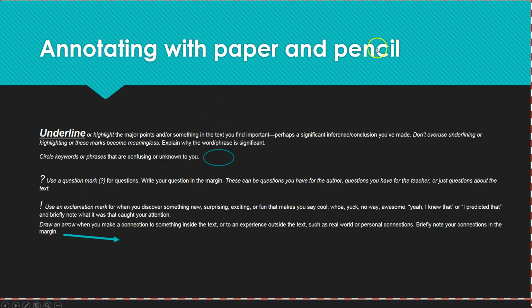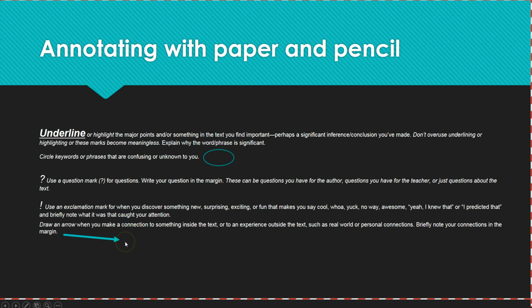So paper and pencil is a wonderful technology. It's a very powerful technology. And when you underline and when you annotate with paper and pencil, you usually follow these things, and you'll cover these in the other classes. You underline or highlight major points in the text that you find important. You circle keywords or phrases that are confusing to you. You use a question mark for questions, and then you write your questions in the margin. Use an exclamation mark when you discover something new or surprising or exciting or something that stands out to you. And then you draw arrows to connect things within the text.